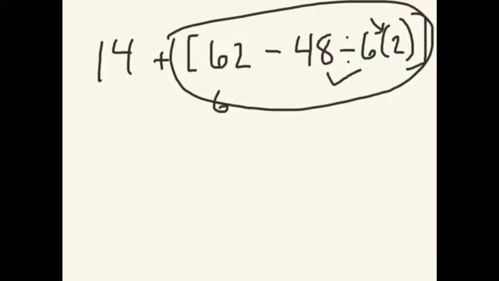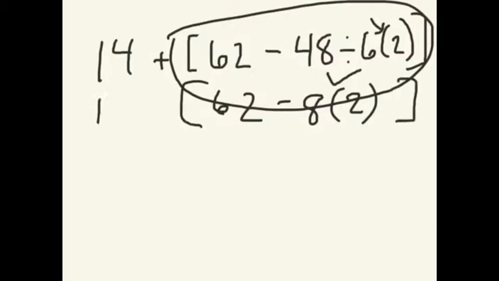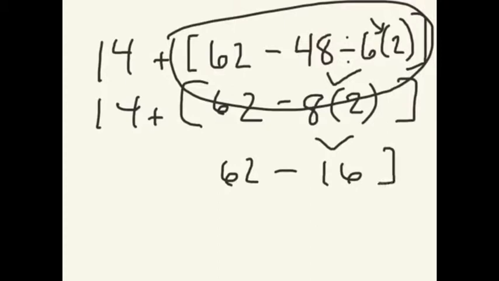Notice I'm going to use my little caret symbol. 48 divided by 6 is 8. Now I'm going to continue within those brackets. I'm rewriting everything as is. It may take a little while, but at least my work is organized and I know that I didn't miss anything. Now I'm going to go through and do the multiplication. Notice my brackets are still in place because I'm not going to drop those brackets until there's only one number within those brackets.